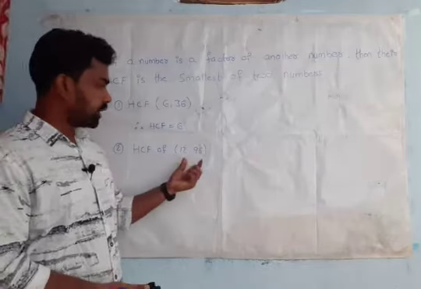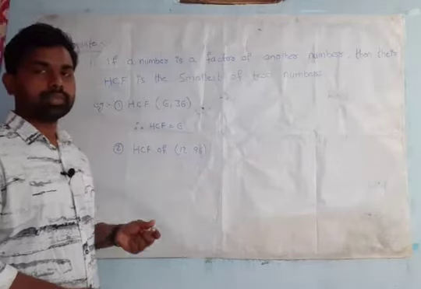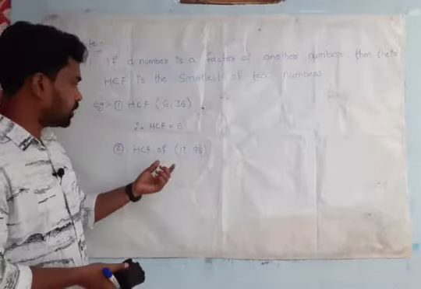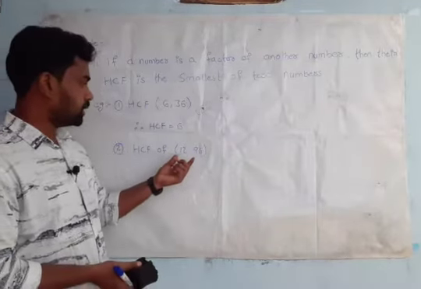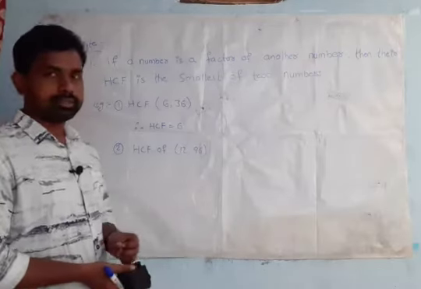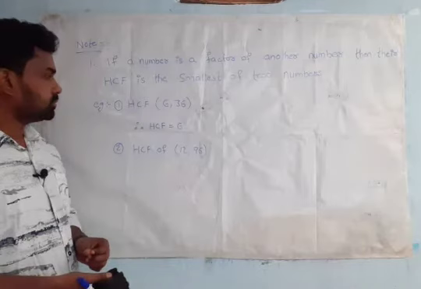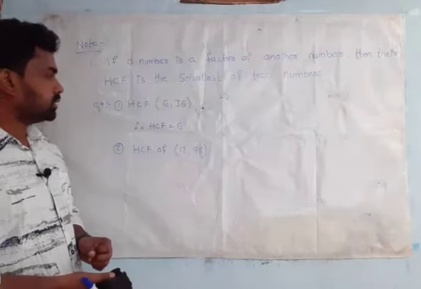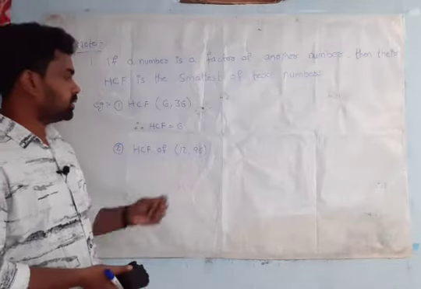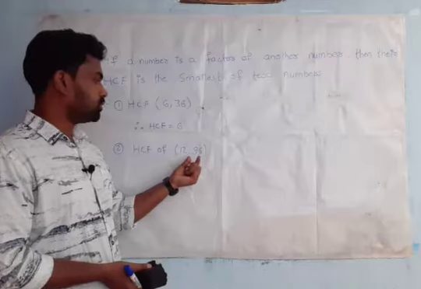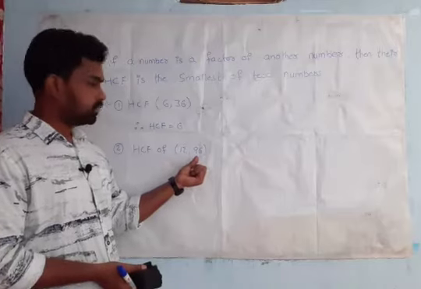Is any number a factor of another number or not? We have to check. So now if you observe here, 12 is a factor of 96. Correct? 12 is a factor of 96. Correct or no? Yes.